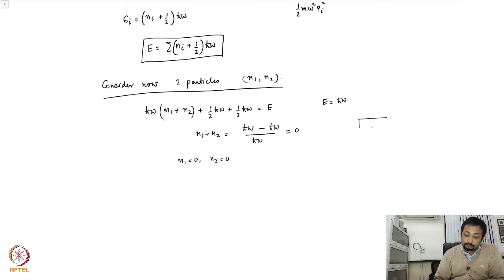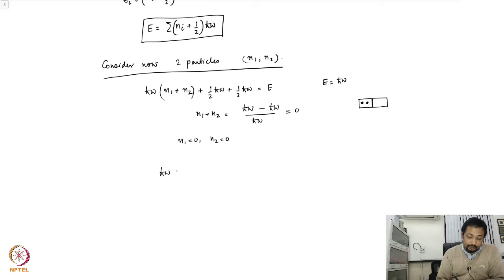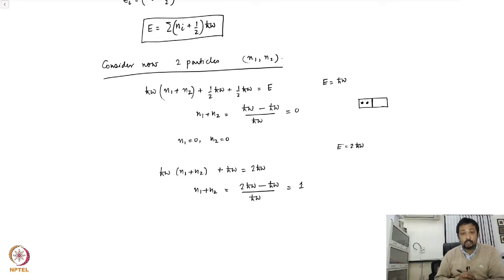Think about it, that I have two boxes and I am placing both of them in one of the boxes. Nothing else is allowed, no other freedom. If you have n1 plus n2 plus h bar omega, and you set E equal to 2h bar omega, then this essentially means that n1 plus n2 is 2h bar omega minus h bar omega divided by h bar omega, that is 1.